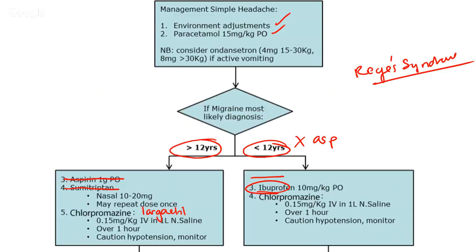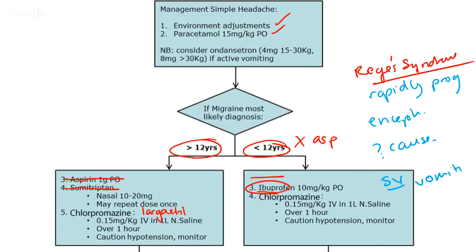Sorry, let me get a different color. Okay, so this is exactly correct. So rapidly progressive encephalopathy, if you fill in the rest. Okay, now the cause is unknown. They still don't know why it happens. Okay, so what kind of symptoms do you get? You get vomiting. You get personality change. Okay, you get confusion. You get loss of consciousness.